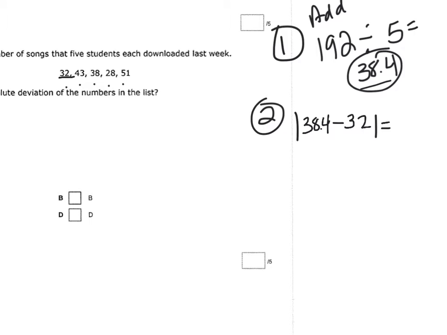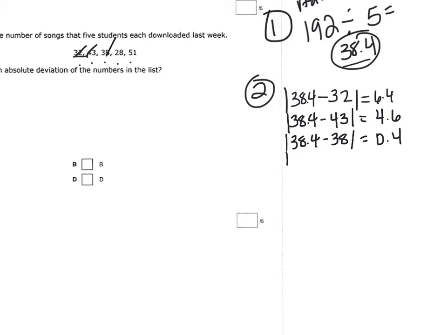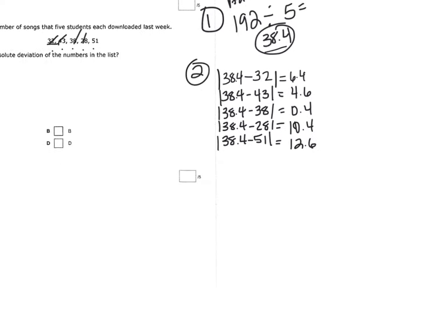So on the first one, that's minus 32. So 38.4 minus 32 gives me 6.4. And I'm going to keep going down the list. So 38.4 minus 43, I get 4.6. And if you want, you can mark them off if you have this in person. 38.4 minus 38, I get 0.4. Next one, 38.4 minus 28 gives me 10.4. Then I have 38.4 minus 51, 12.6. Okay, so that is step 2.